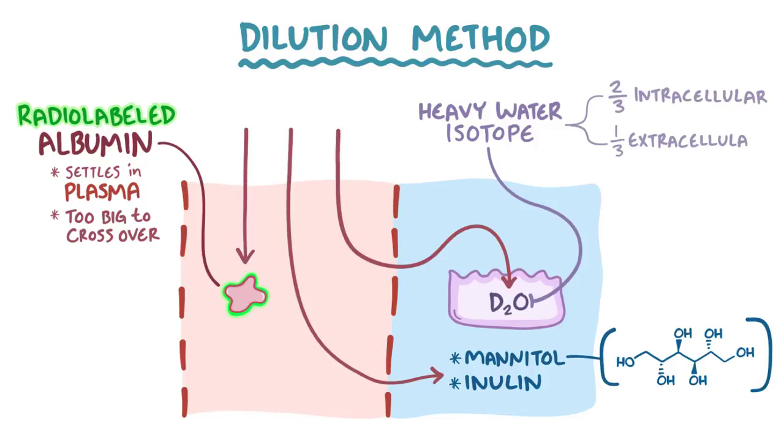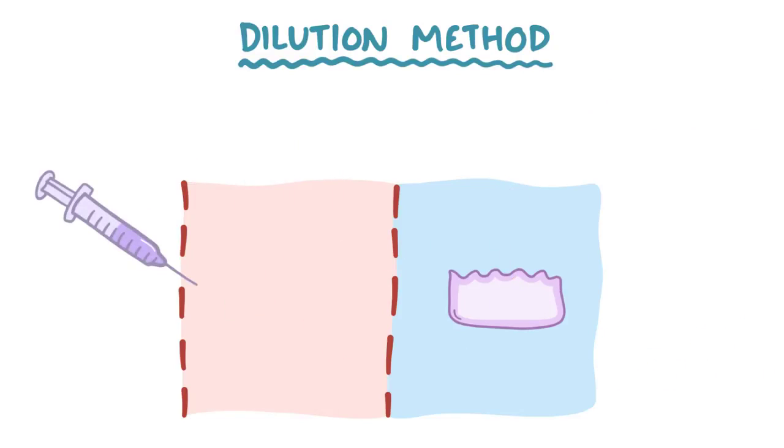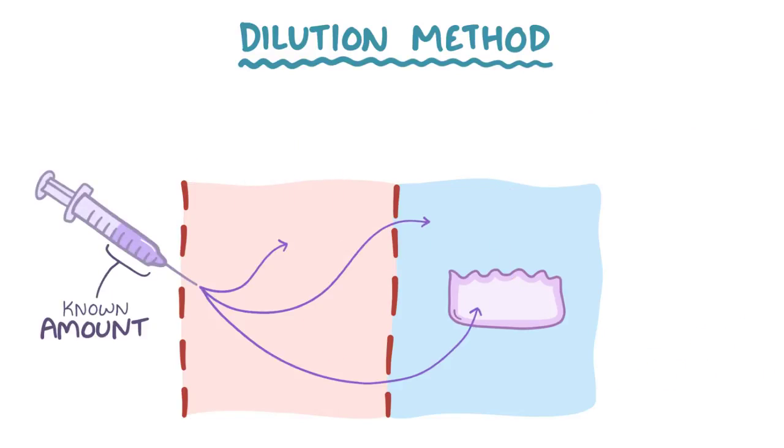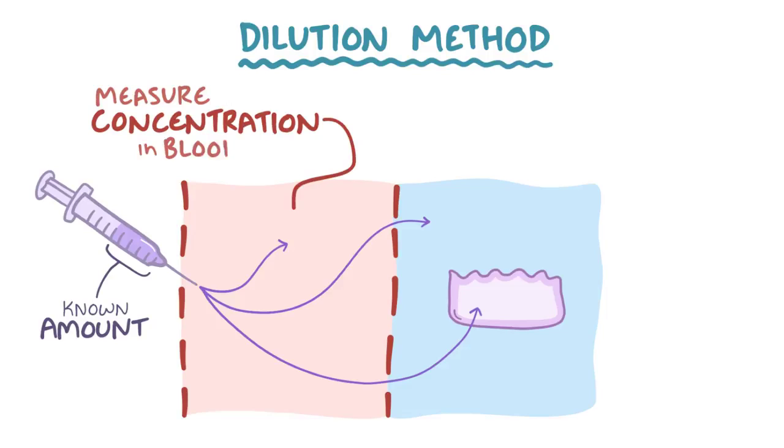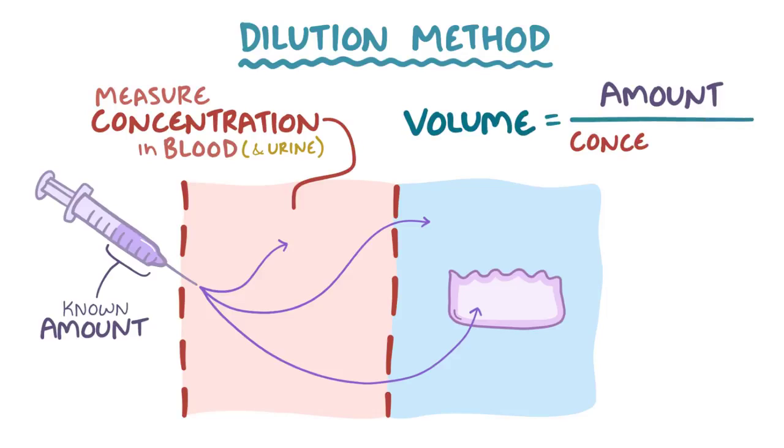1/3 is extracellular. So, by injecting a known amount of a substance and allowing the substance to diffuse through the fluid compartments, it's possible to measure the concentration of that substance in the blood, as well as if any was lost in the urine. Ultimately, it's possible to calculate the volume of distribution via the equation volume equals amount divided by the concentration.